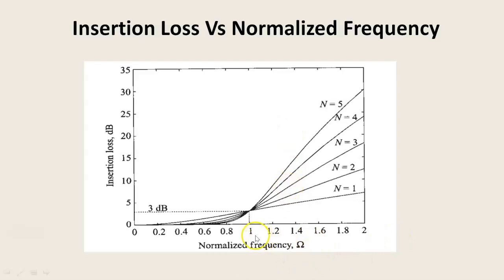In this graph, at the normalized frequency equal to 1, that means the cutoff frequency is equal to 1. After that, we will be getting insertion loss. If you increase the order of the filter, then the insertion loss is also increased.